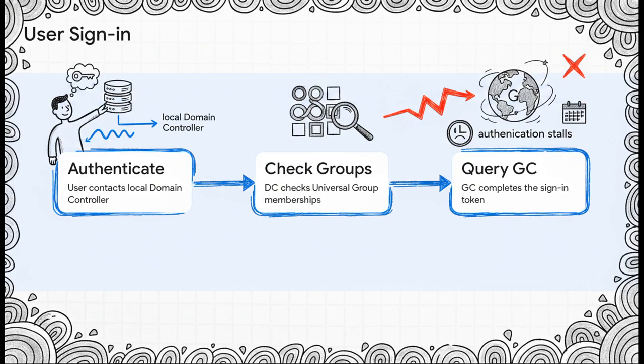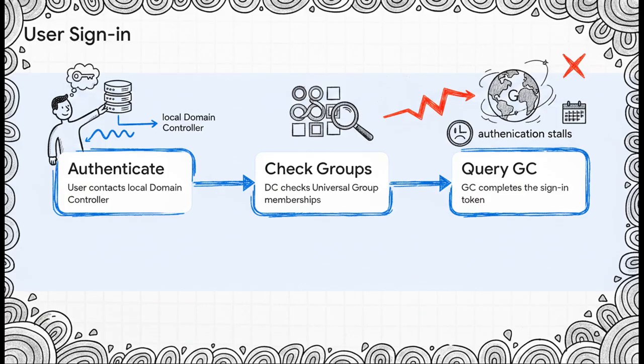The second core use case quietly affects every user every single day. This is the authentication process, and it directly answers our question from the very beginning of the explainer. When a user authenticates, Step 1 occurs. They reach out to their local domain controller.